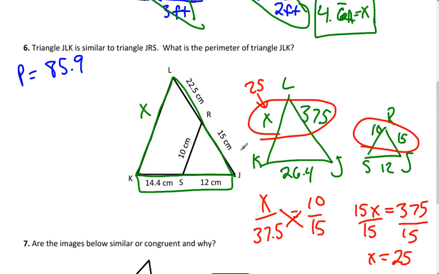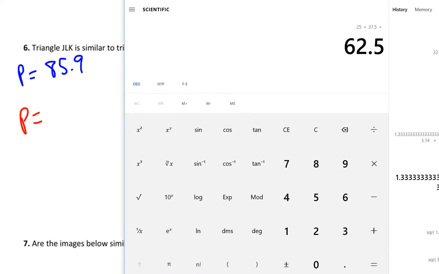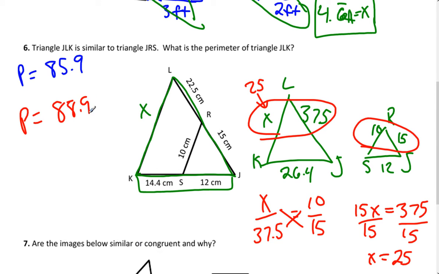And then if you used 25 and you did the perimeter and you added them all up, 25 plus 37.5 plus 26.4, whoa, too big, equals 88.9. So if you got one of those two answers, good for you. If you got 22 or 25 for your answer, you found the missing side using a proportion, you just didn't find perimeter.